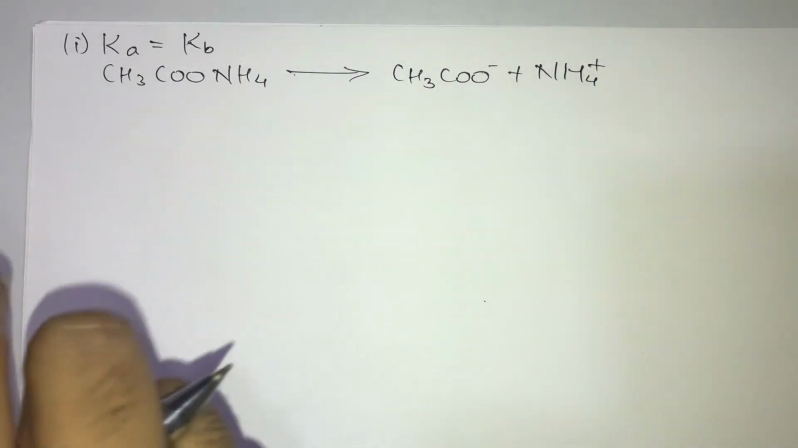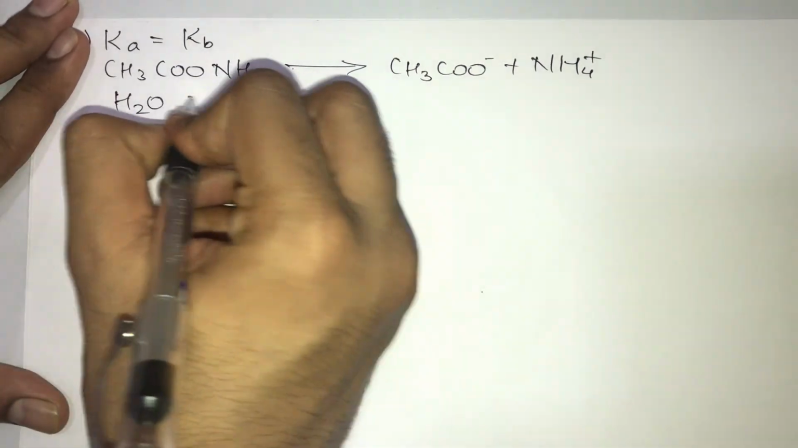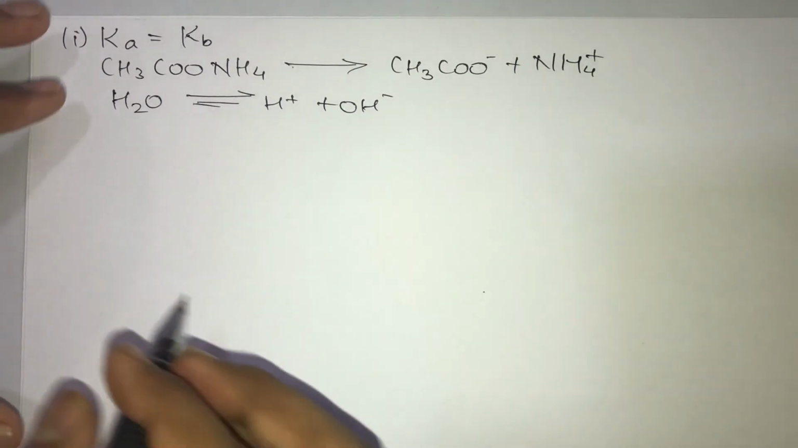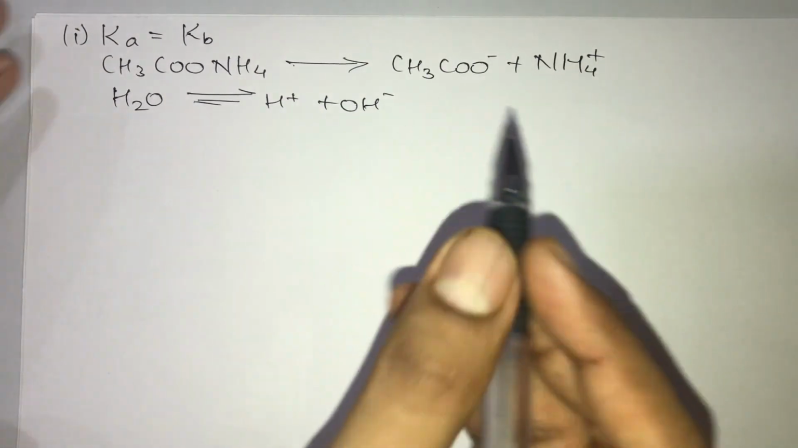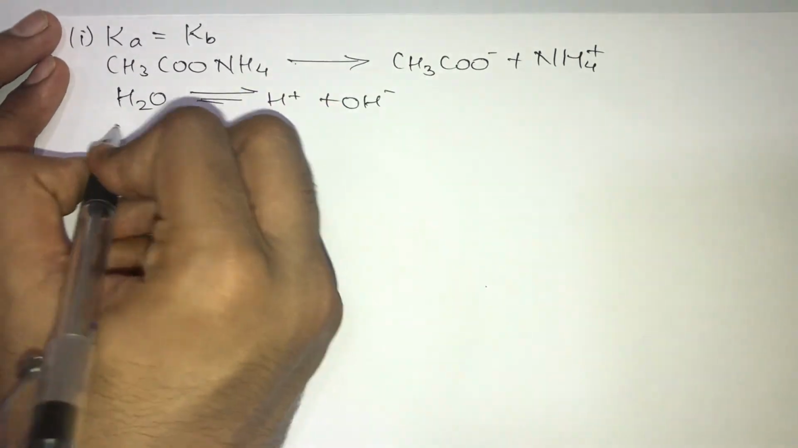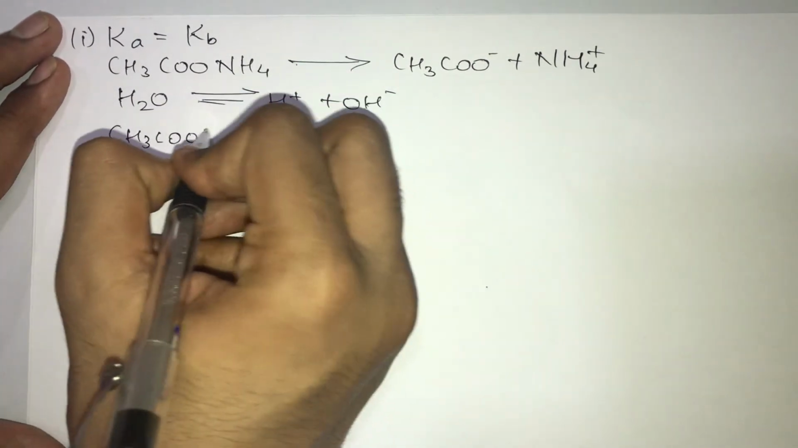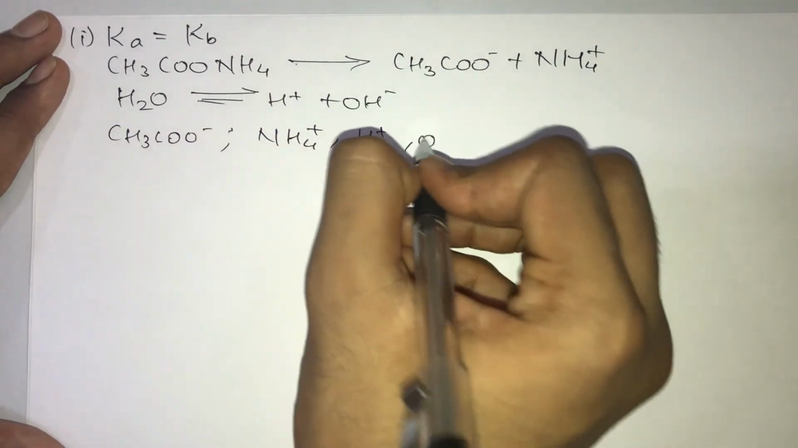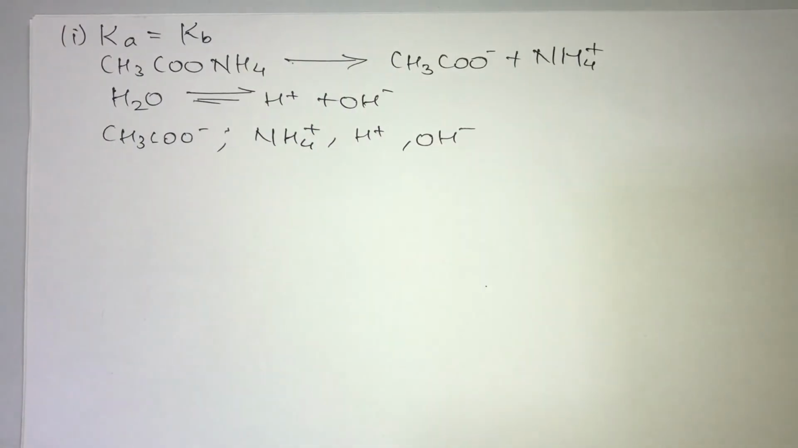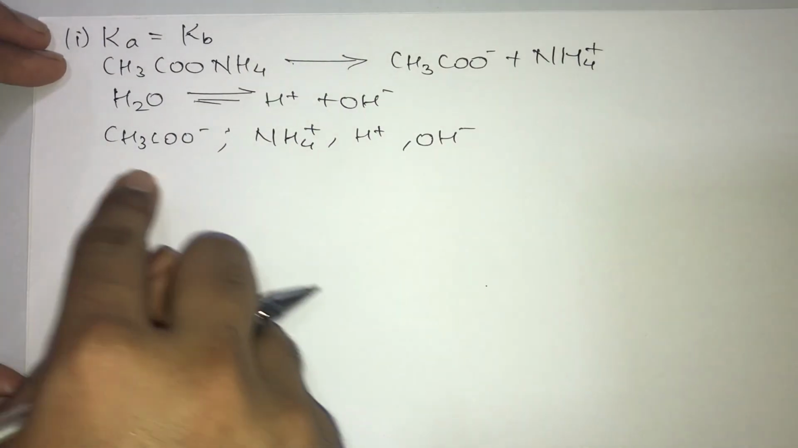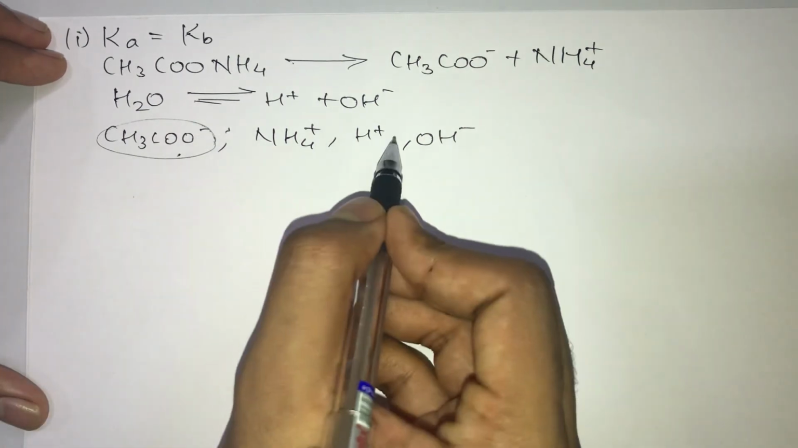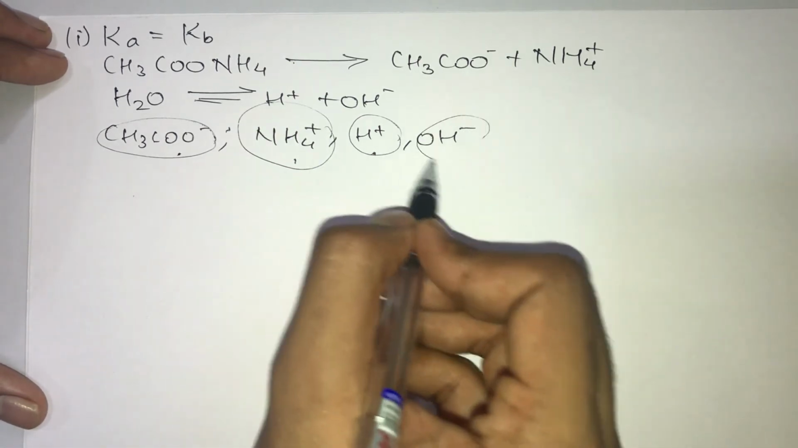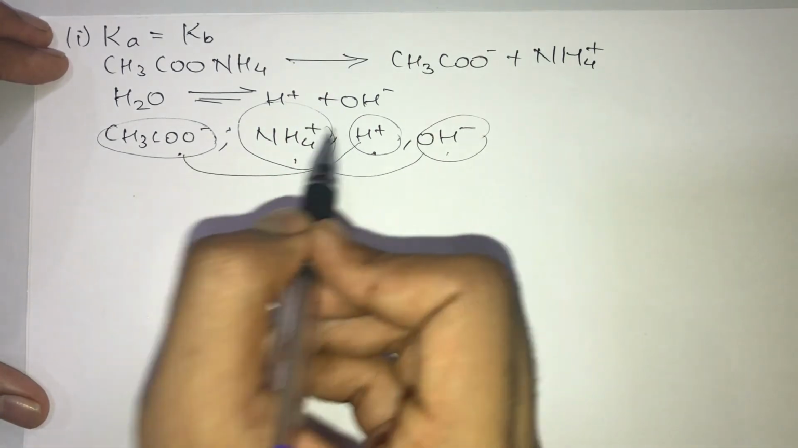Now further on, we know that water also dissociates partially into its ions, H plus and OH minus. Now guys, can I say that there are 4 ions present? This CH3COO minus, then there is NH4 plus, then there is H plus, and then there is OH minus. Now as we all know, what is going to happen in this case: CH3COO minus, being negatively charged, will react with H plus, which is positively charged, and this NH4 plus, which is positively charged, will react with OH minus, which is negatively charged.